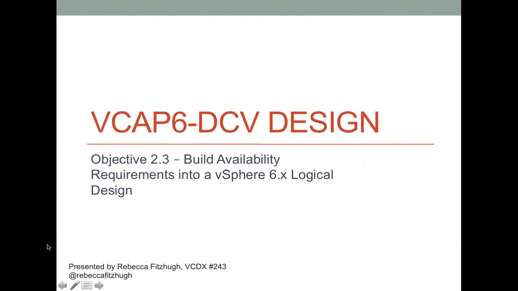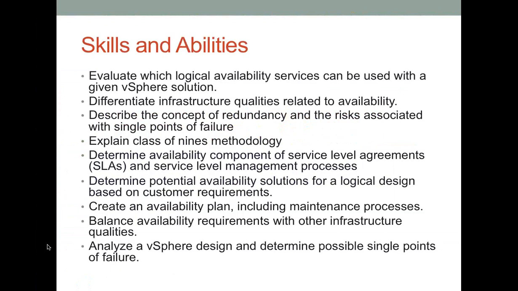Okay. So, as Ariel mentioned, I am presenting on the VCAP-DCV Design Objective 2.3, in which we're talking about how you can build availability requirements into a vSphere 6 logical design. Now with this one, this is actually kind of a long objective. These are all of the sub-objectives that we're going to be covering. I'm not going to spend a lot of time here talking about each one because we're going to dive into each one separately. But we do have quite a bit to cover in this time period.